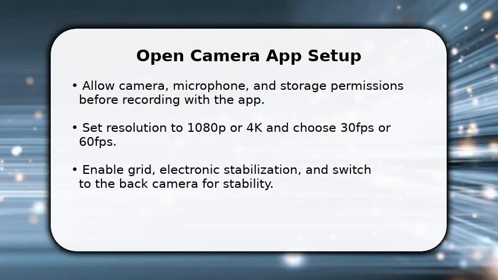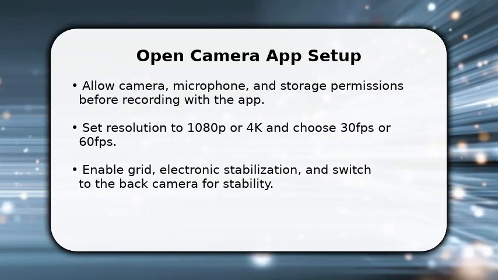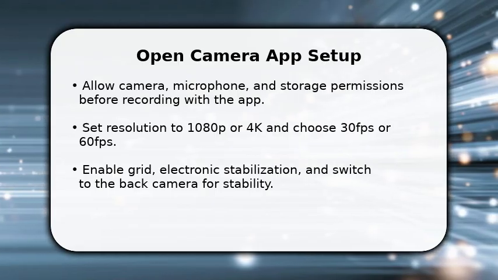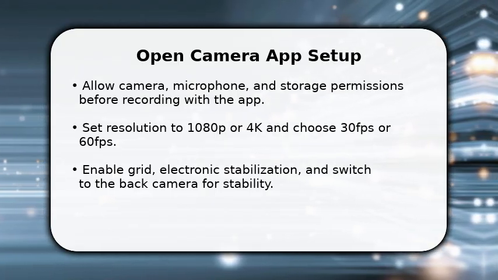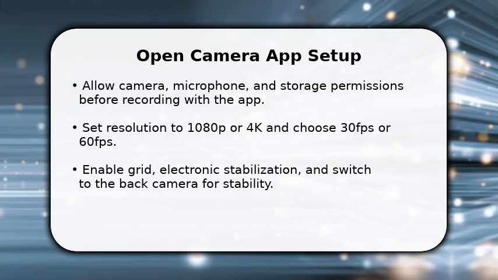Open the Open Camera app and allow camera, microphone, and storage permissions now. Mount your phone on a tripod or steady surface within 3.5 inches of the lens. Choose the back camera for better sensors and lower noise in low light.